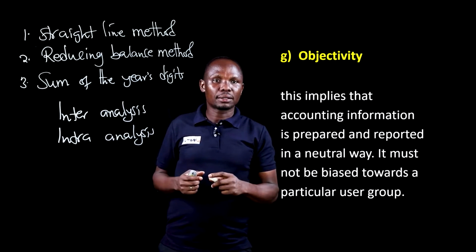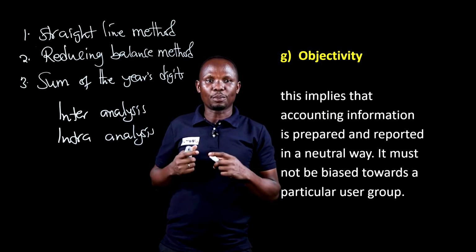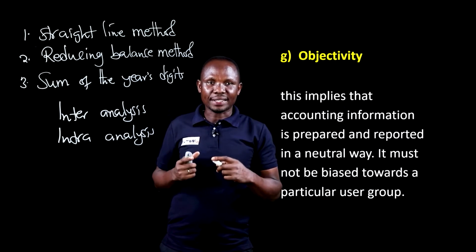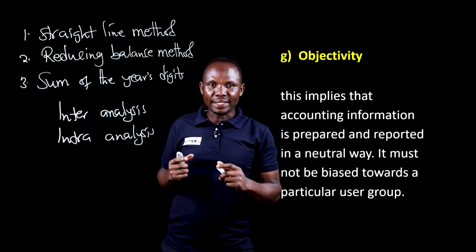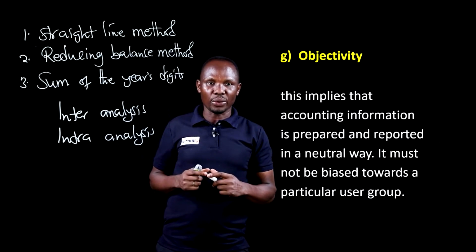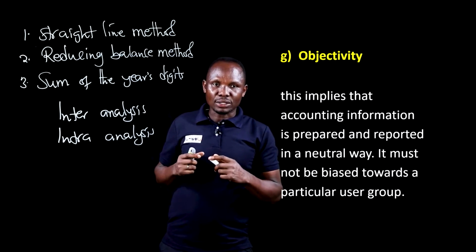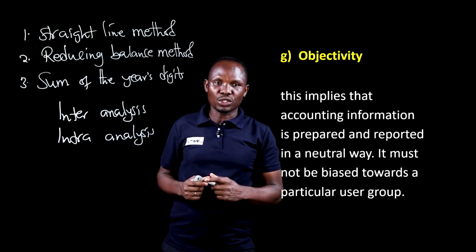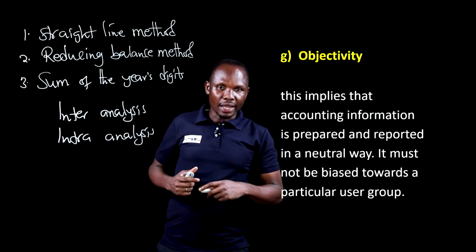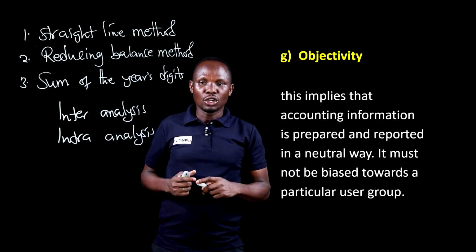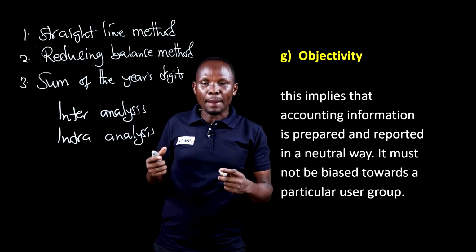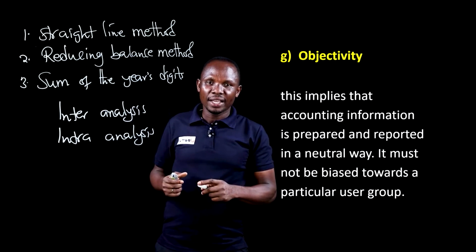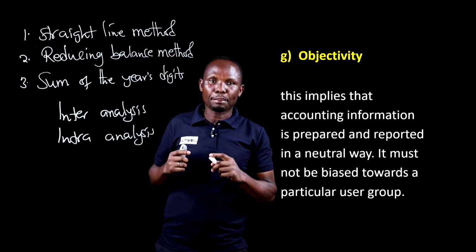The next characteristic we'll study is objectivity. Objectivity implies that accounting information should be prepared and reported in a neutral way. It must not be biased towards a particular user group. This means that the preparers of the financial statement should not prepare it with the aim of favoring a particular user group. They must take a neutral position.